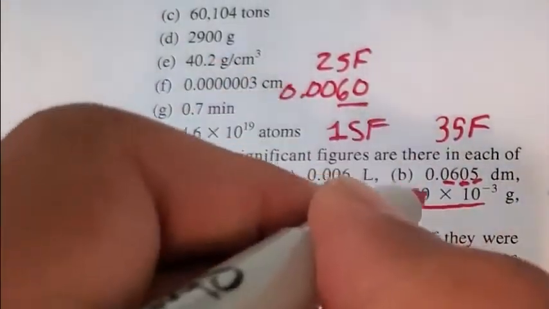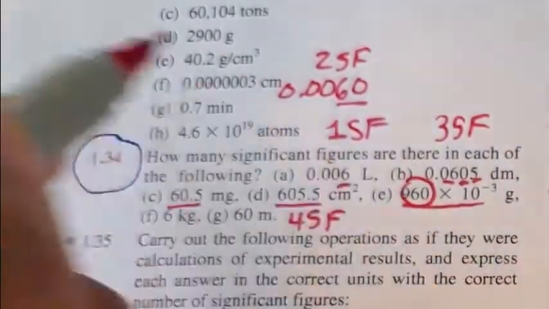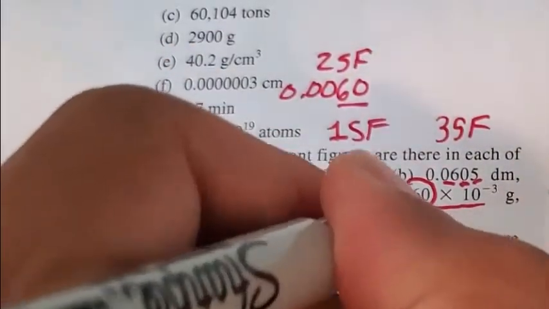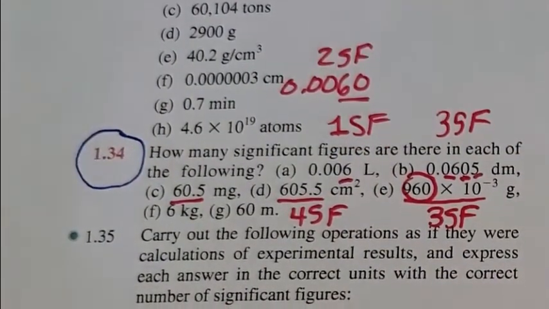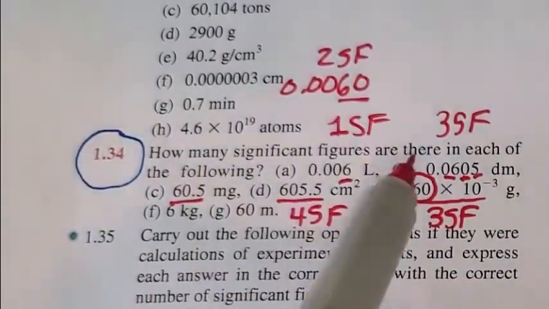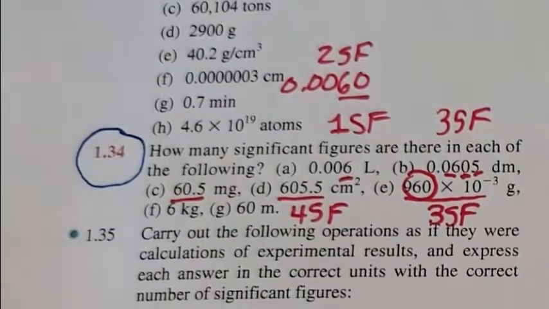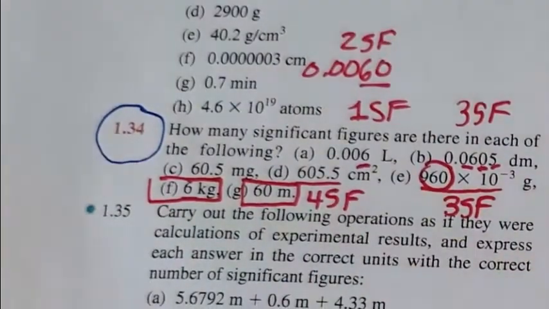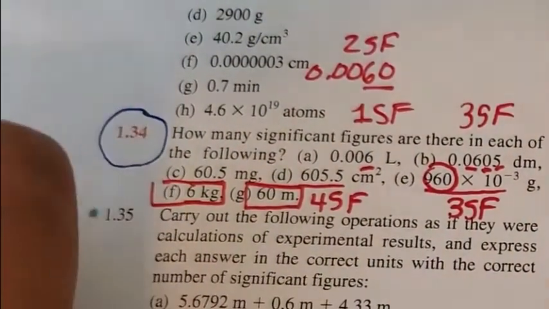Exponents, I tell students, is the easiest. You just take the number that is to the left of the multiplication symbol, and that is significant. So that is 3 significant figures. Anytime you see exponents like you do here, just count the number to the left of the exponent, and then you're good. And 60 meters, those are whole numbers. Those are exact numbers. So we have no sig figs.